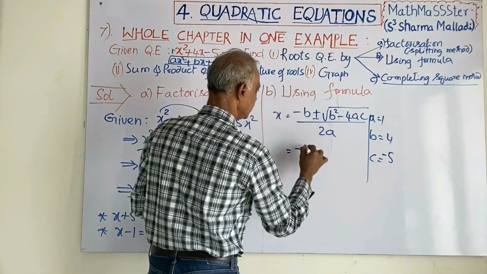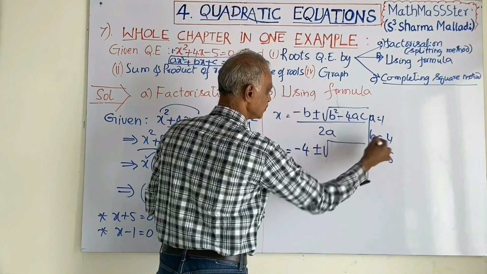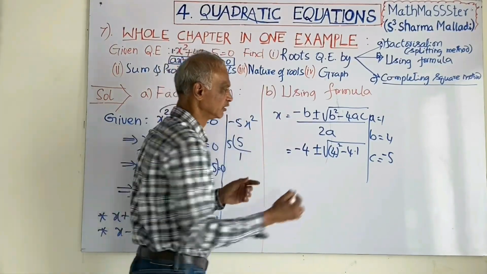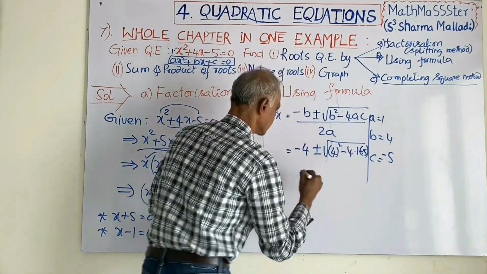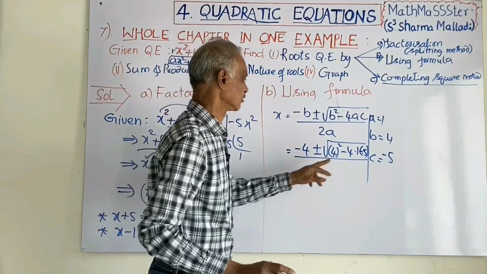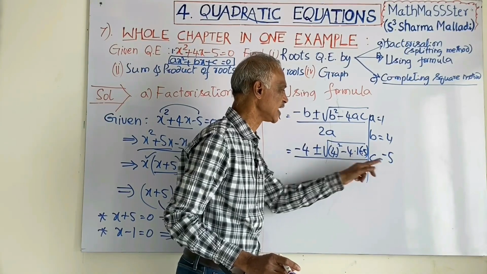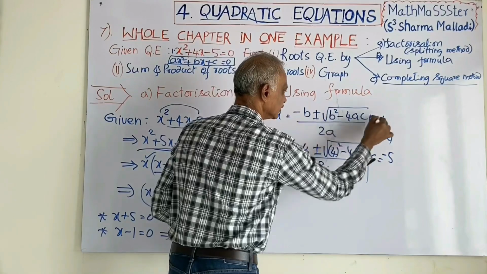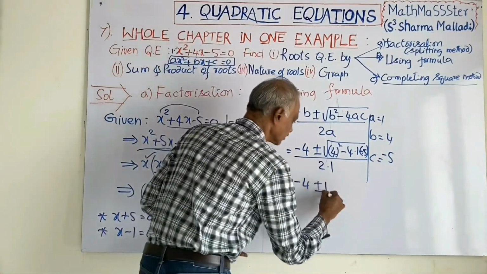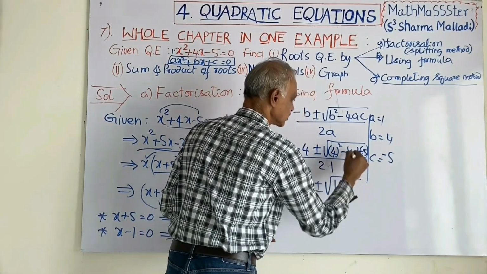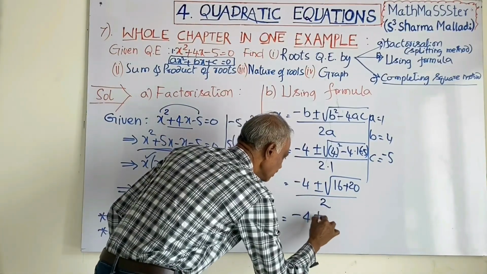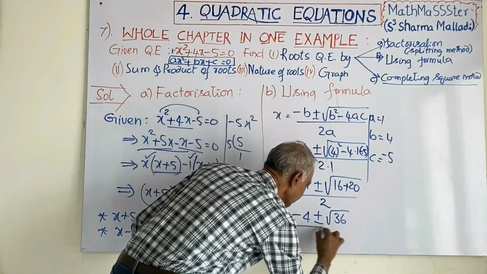See, minus b, what is b here? Minus 4 plus or minus root of b square, 4 whole square, minus 4 into a, which is 1, into c, minus 5, written in brackets, by 2 into a, which is 1. That is equal to minus 4 plus or minus root of 4 square, means 16, minus 4 into 1 into minus 5, minus into minus is plus, 4 fives are 20, by 2 into 1, is equal to minus 4 plus or minus root 36 by 2.